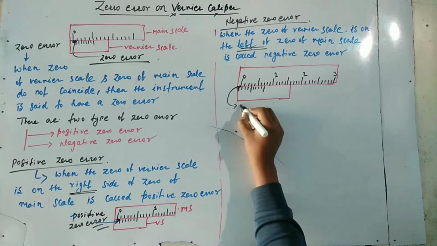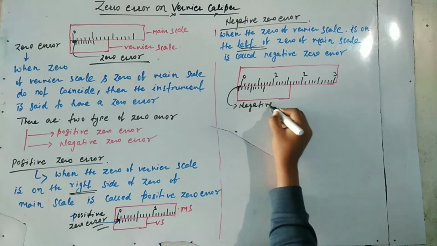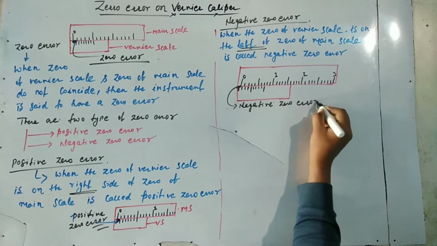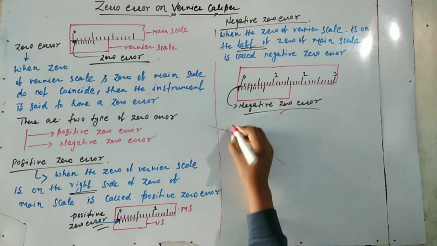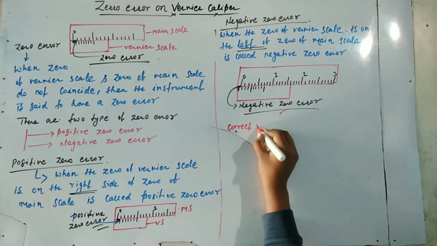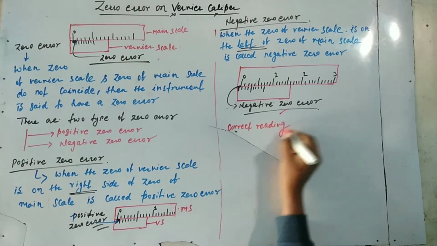So this one is negative zero error. You can see the zero of vernier scale is left side of zero of main scale. So this is the vernier scale. This is called negative zero error.